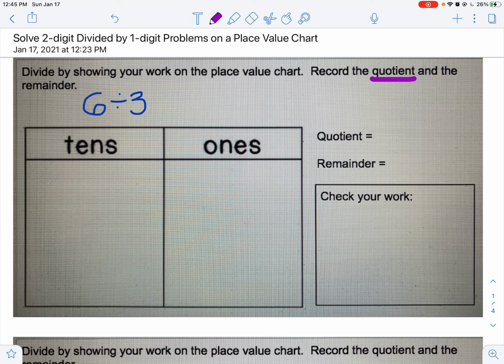So let's take a look at our first example. We have 6 divided by 3. So when we want to do division on a place value chart, we're going to first start by showing our dividend. That's this first number here on our place value chart. So I'm simply going to show 6 ones. You guys are experts at this. 1, 2, 3, 4, 5, 6. And I want to divide them into 3 equal groups.